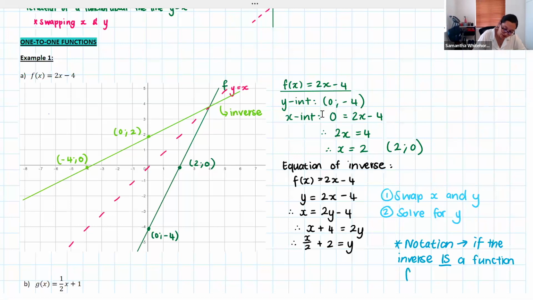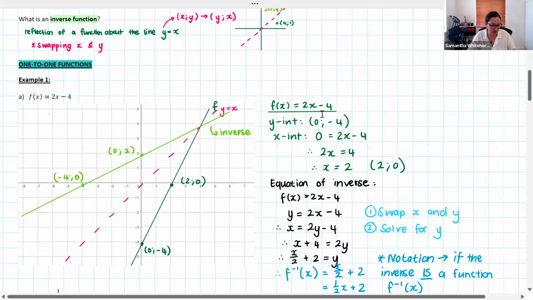The notation is f to the negative 1 of x, or g to the negative 1 of x, h to the negative 1 of x, whatever your label is. And so this inverse function is f to the negative 1 of x is equal to x over 2 plus 2. If you wrote this as a half x plus 2, it's exactly the same thing. It's up to you. I prefer putting my variable in the numerator, but that's a personal preference. It really doesn't matter.